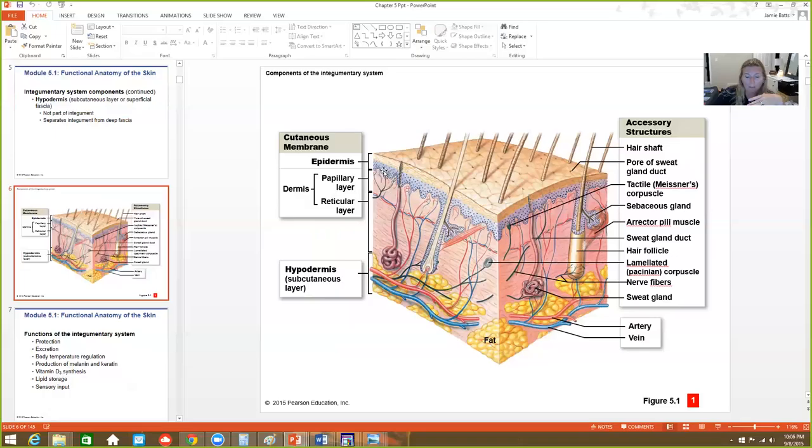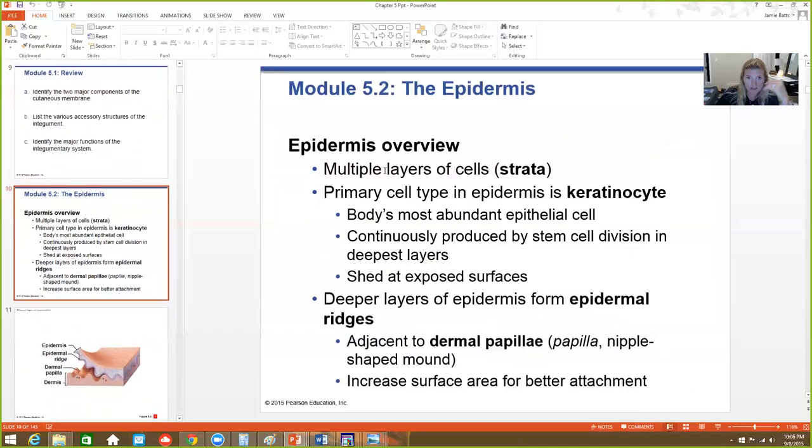These little bumps are at the deep layer of our epidermis, and that is adjacent to what we call the dermal papillae. The dermal papillae are the projections of the papillary layer of the dermis. So those structures are there to increase surface area for better attachment. Those are what makes the ridges on our fingertips, our fingerprints. It gives us friction so we can grasp and touch things.